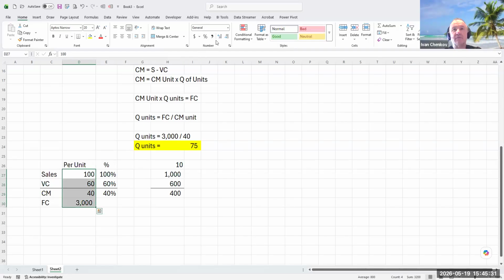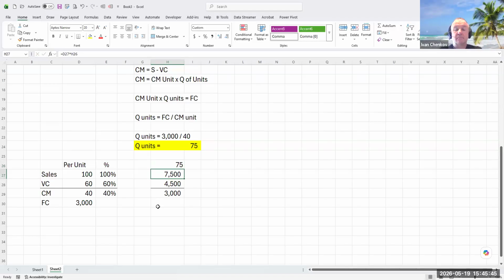So once I know this information, I can start working with my numbers. So if I sell 75 units, what's going to happen? Let's delete those ones because I want you to see the calculation. So I'm going to delete everything before I go with this.